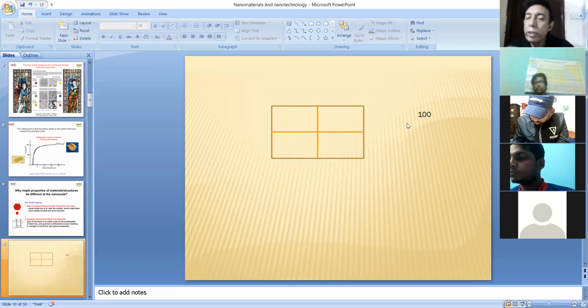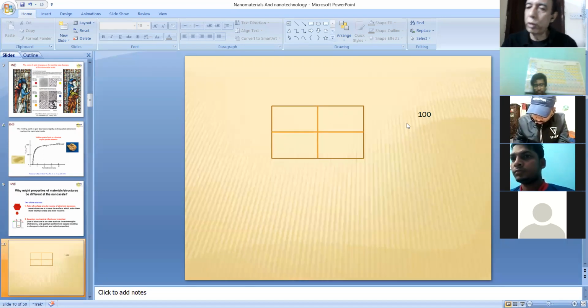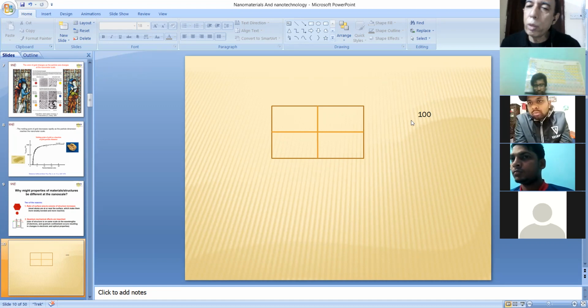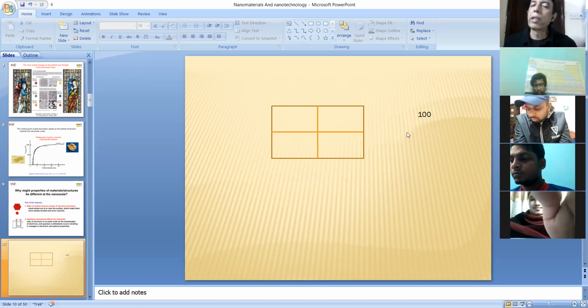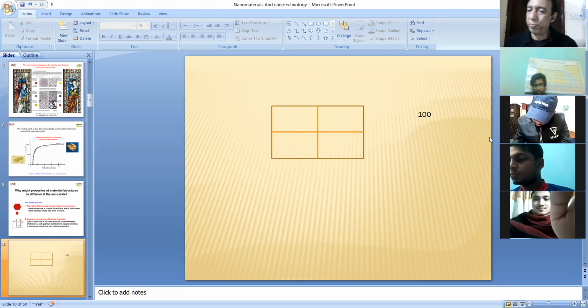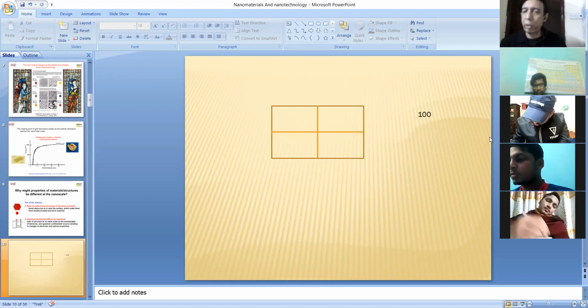If the number of surface atoms increases, what will happen? Which atoms will go into the reaction? The surface atoms will go into the reaction first. If you do one reaction, the surface atoms will go to the reaction. If it is undivided, then 100 atoms will go into the reaction. But if it is divided, then 1,000 atoms will go to the reaction. So the property will be different.